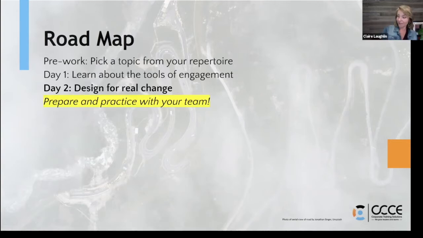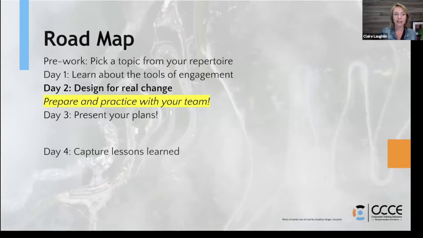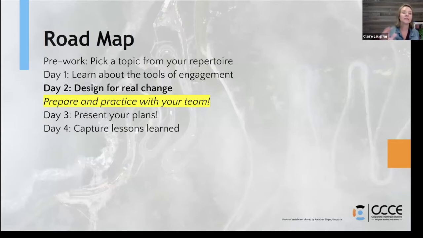After today, we're going to put you in some practice teams, and you're going to find some time on your own to prepare and practice for your capstone presentation. We will come back on day 3 of this boot camp for you to present your plans, and on day 4, we're going to come together and really reflect and learn, think about the lessons that we learned together.